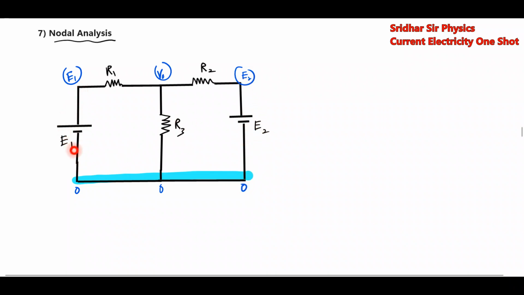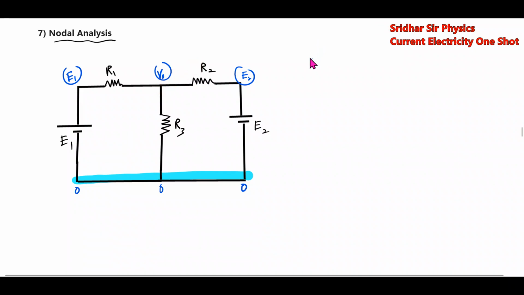Similarly, the potential difference across the cell is E1 and 0. This will be V0 and 0. So everything here is at zero potential. Then we are applying, since we don't know which current is entering or leaving, that the algebraic sum of current entering a junction should be 0.